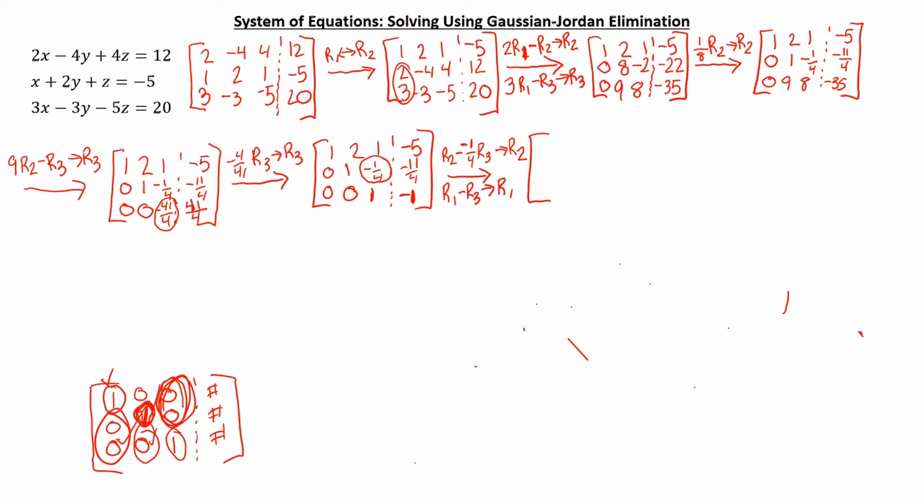So, the third row is the one that's actually going to remain the same. Let's do row 1 first. So we're going to do 1 minus 0 gives us 1. 2 minus 0 gives us 2. Notice it didn't change. 1 minus 1 gives us 0. And then negative 5 minus negative 1, that will give us negative 4.